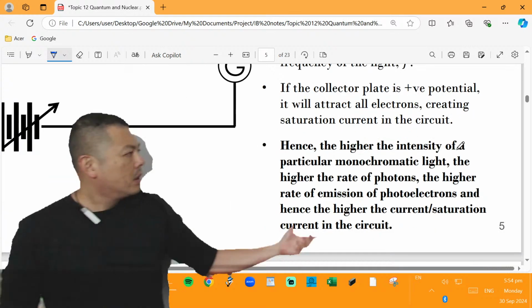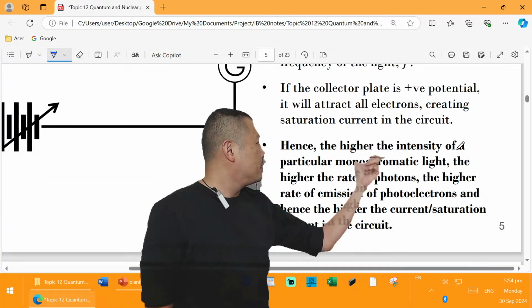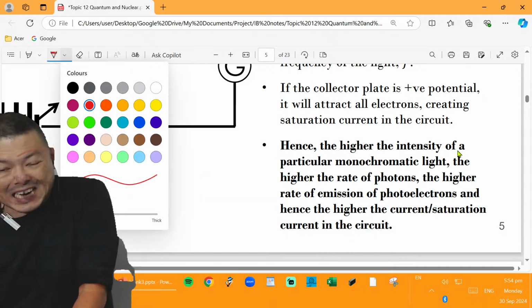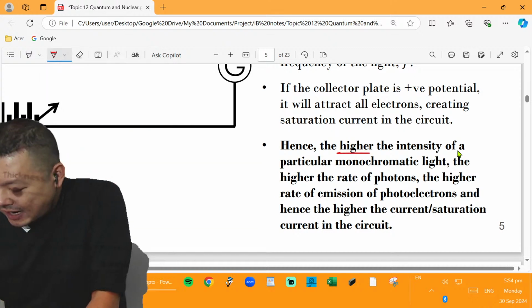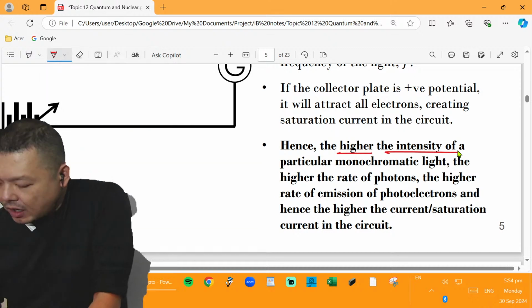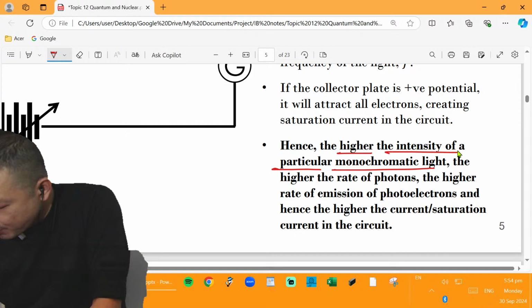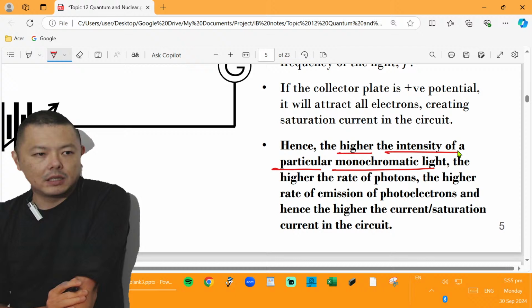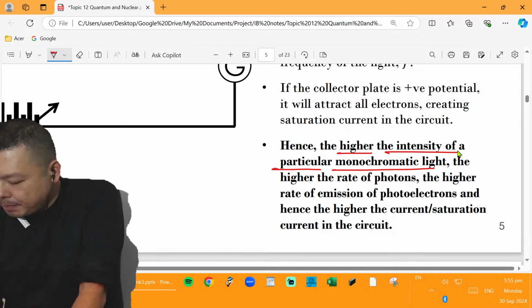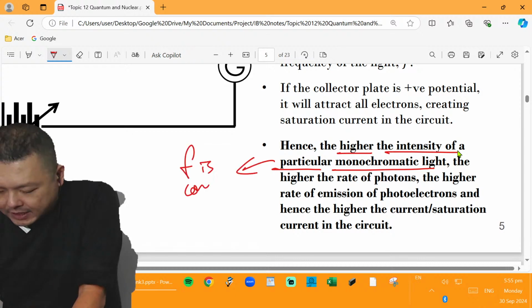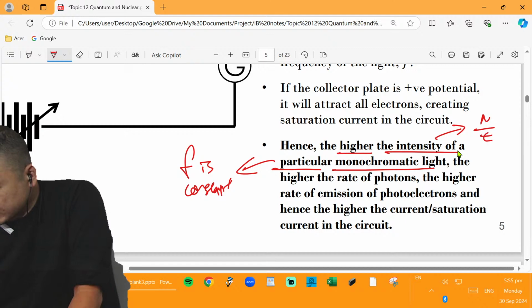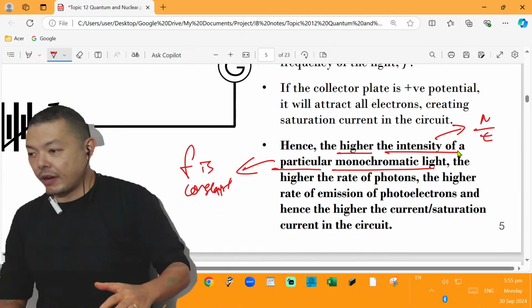So you see my statement here. I hope this is explicitly clear. The higher the intensity of a particular monochromatic light, that means of a particular color, where the frequency is constant, that means you use the same monochromatic light, and the intensity will be the rate of photons. Then I understand. Then this is very, very clear.